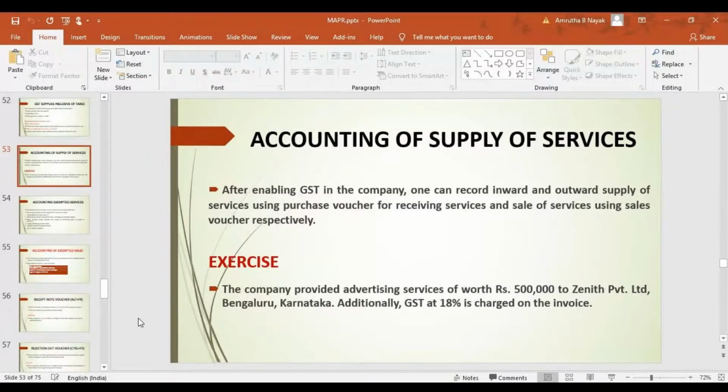Remember when we created the creditors and debtors, we had an option of goods and services. We opted goods that time. We have to opt services here.